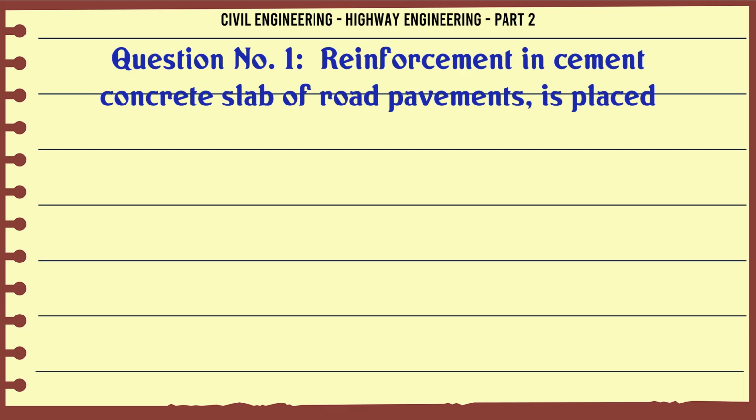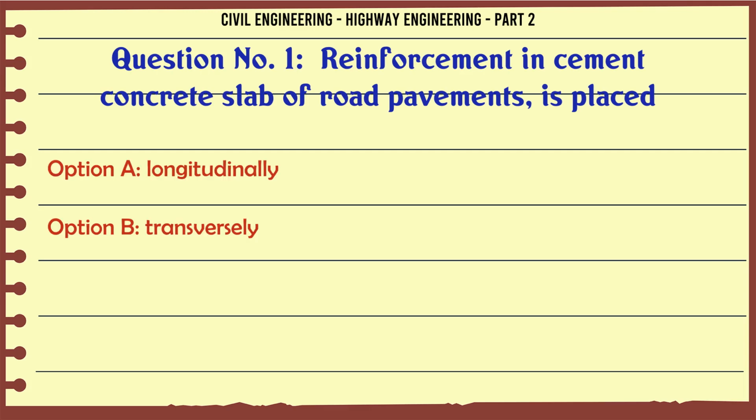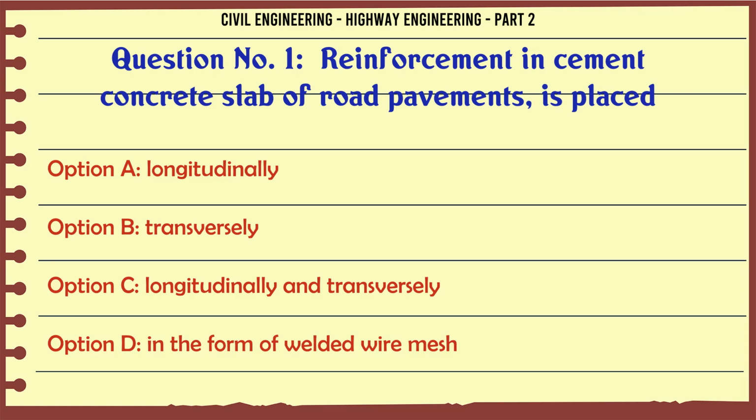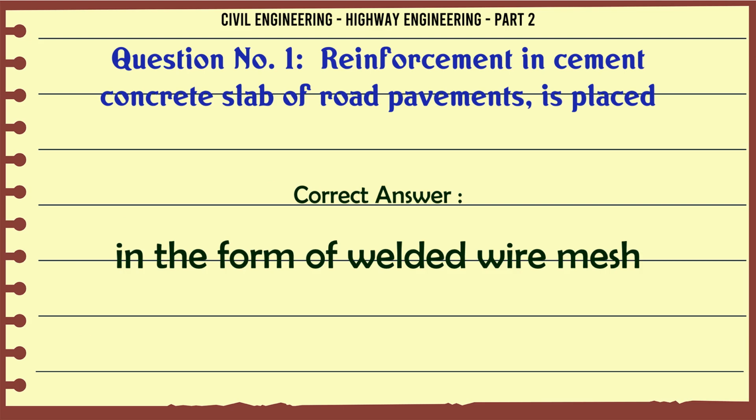Reinforcement in cement concrete slab of road pavements is placed A. Longitudinally, B. Transversely, C. Longitudinally and transversely, D. In the form of welded wire mesh. The correct answer is in the form of welded wire mesh.